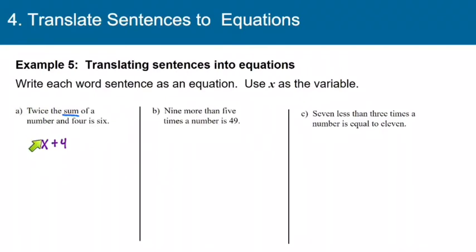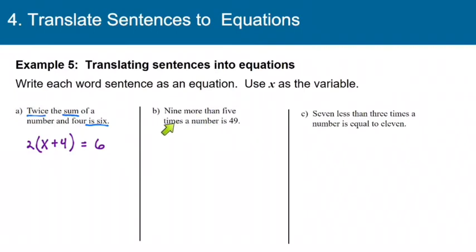Now twice that means to multiply this sum by 2. So in order to get the whole sum multiplied by 2, we'll need parentheses. So twice the sum of a number and 4 is 6. So 2 times (x plus 4) equals 6 represents this word sentence. Now let's look at part B.